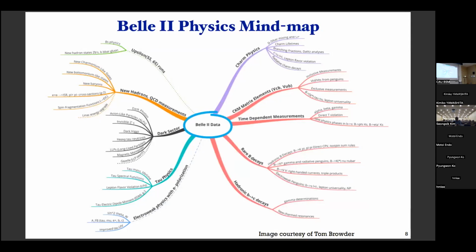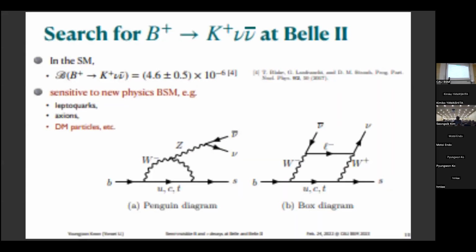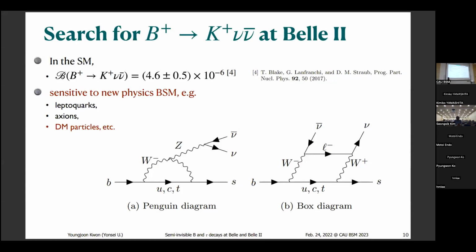Okay, and this is the so-called Belle 2 physics tree or physics mind map created by Tom Browder, our former spokesperson. The message of this plot is that we have many, many diverse topics that we can cover, and today I'm going to select only a very tiny subset of these. So let me start with the semi-invisible decay modes of B meson decays. I'm going to tell you about two papers and a little more. Let me start with B to K nu nu.